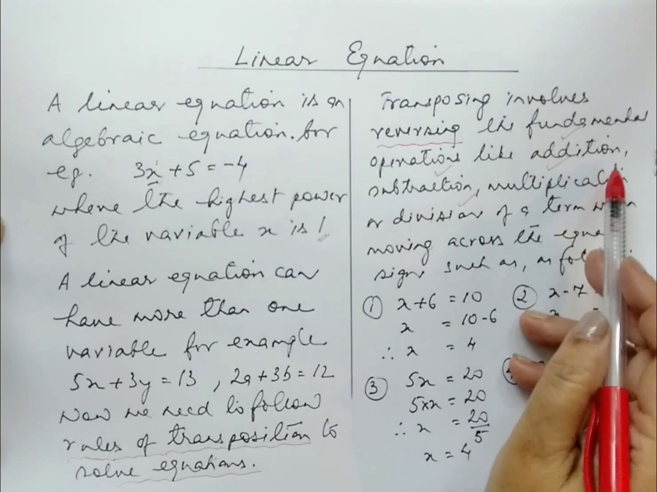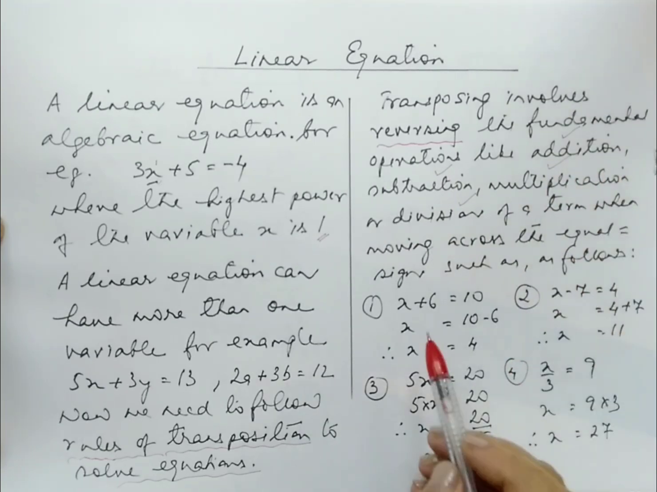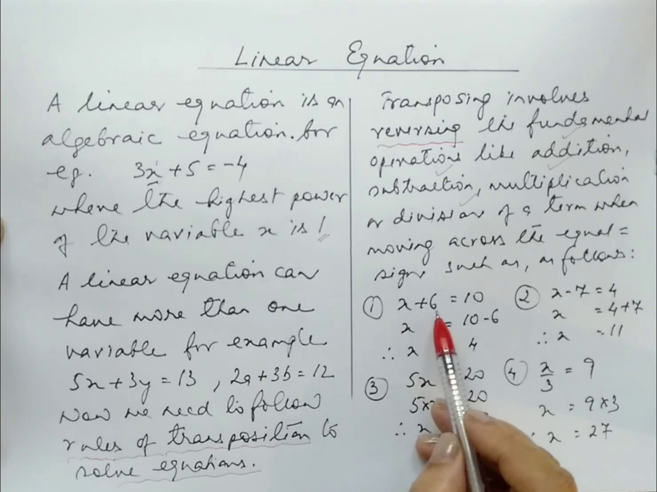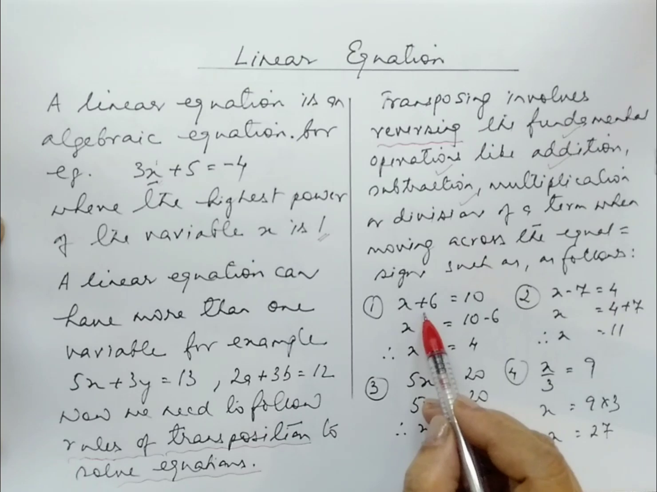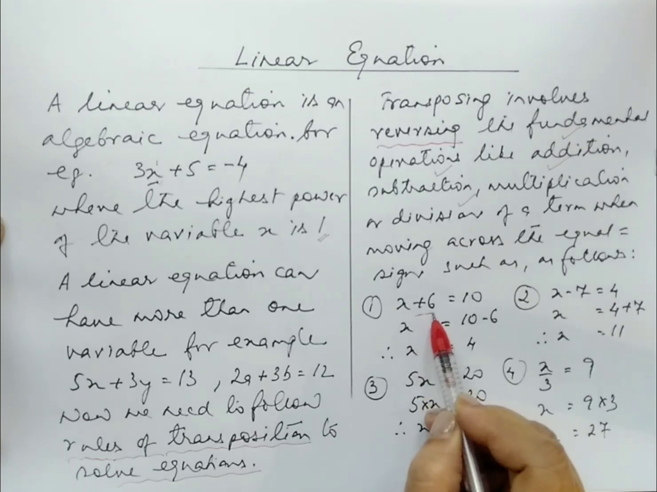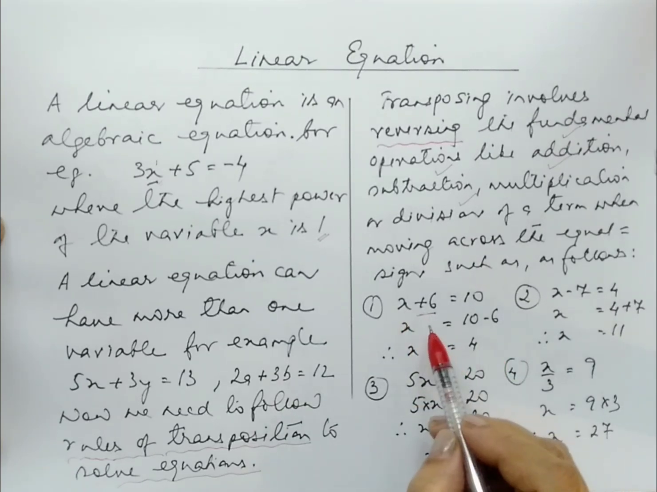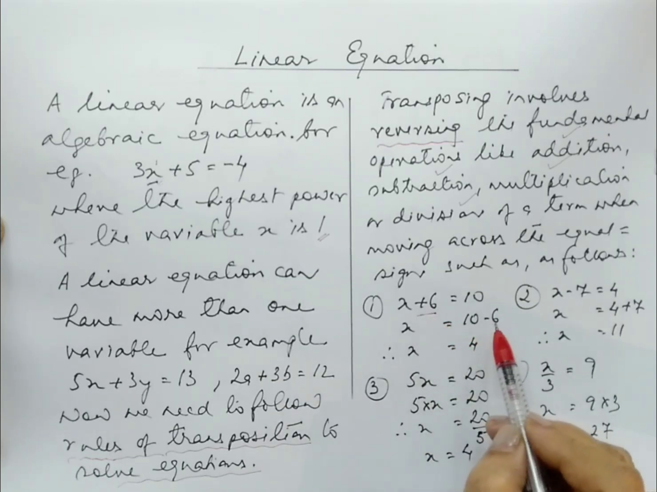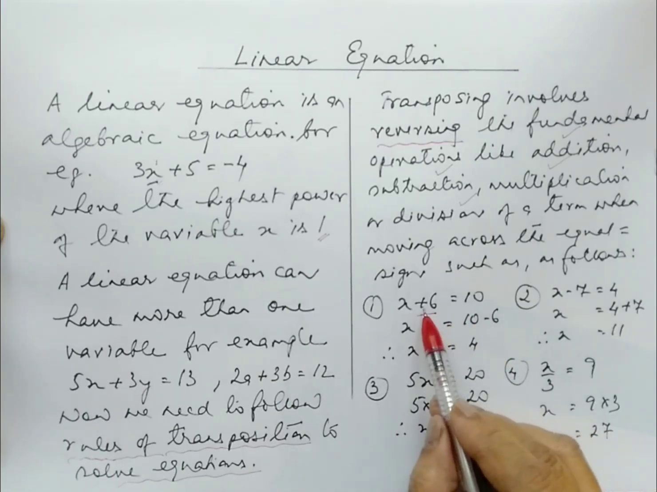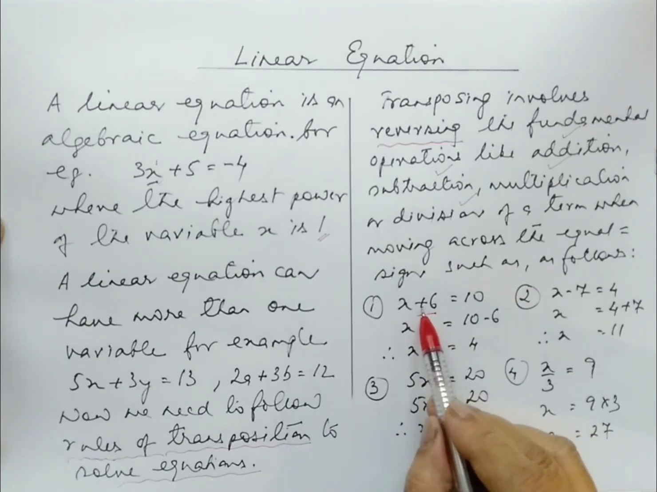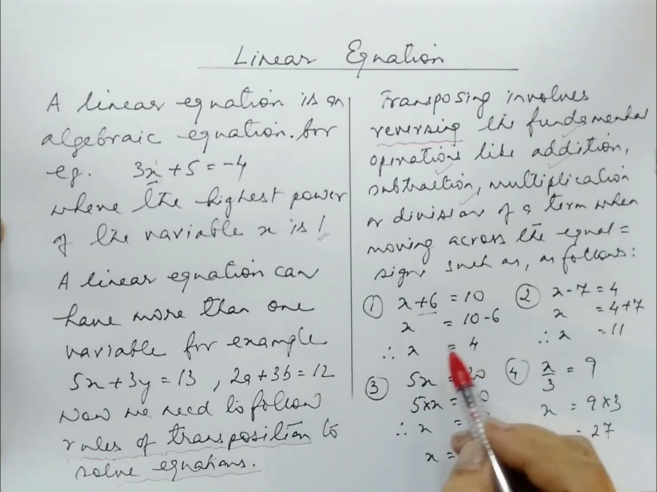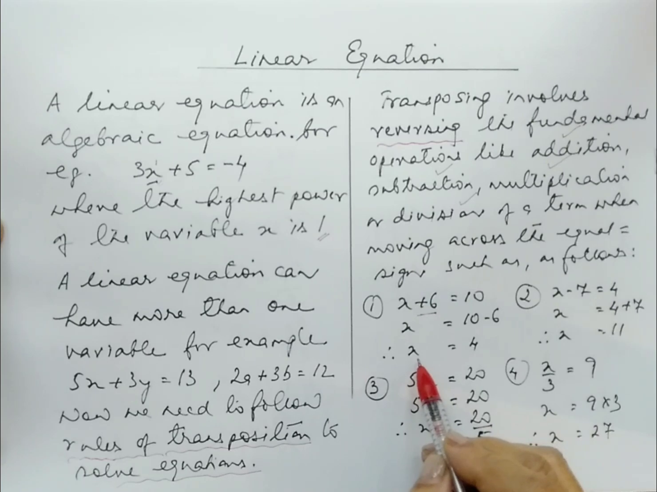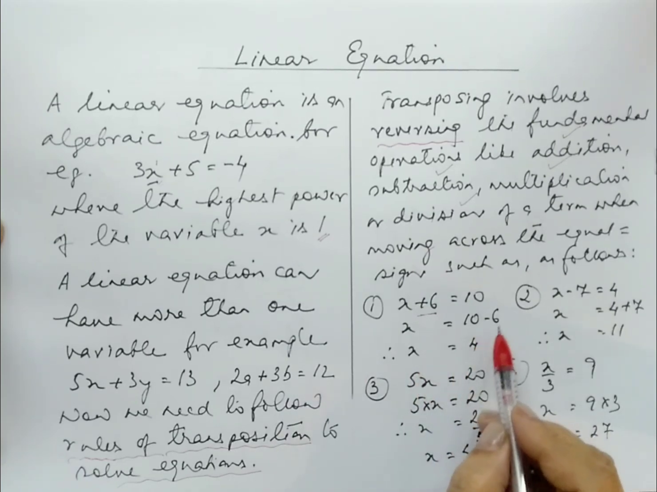If there is an addition, we change that to a subtraction. For example, x plus 6 is equal to 10. Since we have plus 6 sitting over here with x, we take 6 to the other side and change the operation, which is addition, to subtraction. Which means once x is isolated, we are able to get the answer for x.